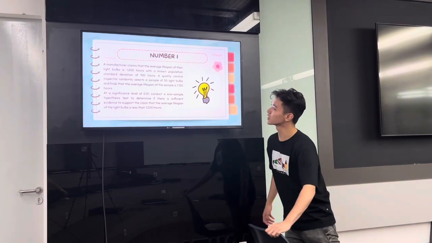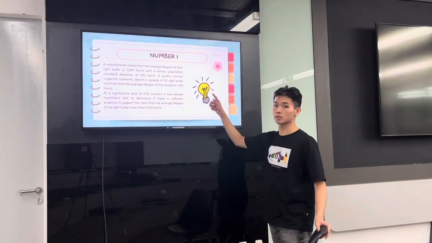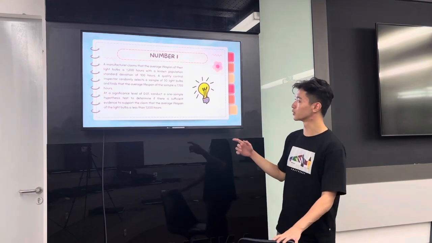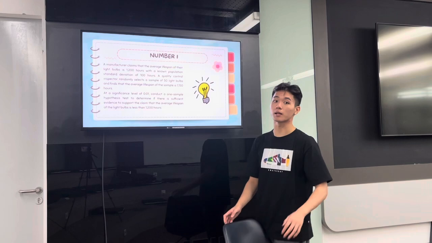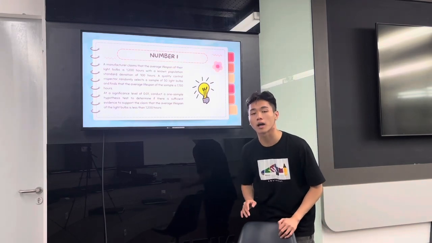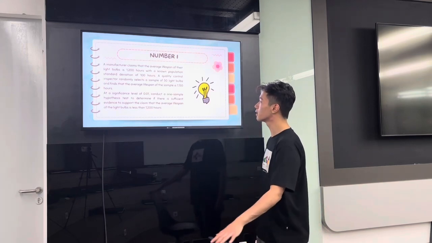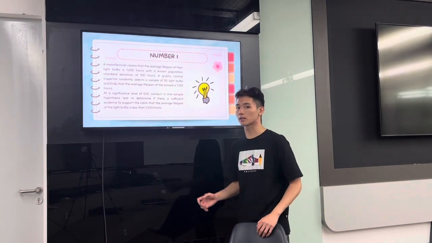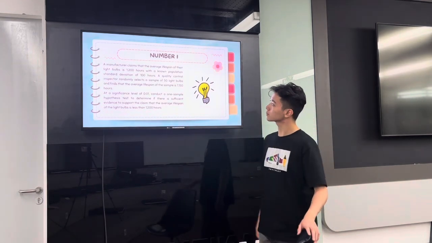Okay, so the first question. A manufacturer claims that the average lifespan of a light bulb is 1,200 hours with a known population standard deviation of 100 hours. A quality control inspector randomly selects a sample of 50 light bulbs and finds that the average lifespan of the sample is 1,150 hours. At a significance level of 0.01, conduct a one-sample hypothesis test to determine if there is sufficient evidence to support the claim that the average lifespan of the light bulb is less than 1,200 hours.